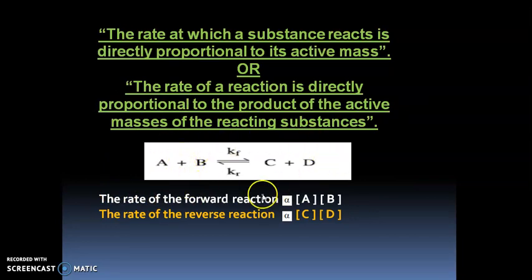Let's consider this reaction again. In this reaction, A and B react together to form C and D in the forward direction, and C and D react together to form A and B in the backward direction. So according to the law of mass action, the rate of forward reaction is directly proportional to the active masses of A and B, because in the forward direction our reacting substances are A and B. Similarly, the rate of reverse or backward reaction is directly proportional to the active masses of C and D, because in the backward reaction our reacting substances are C and D. These two statements express the definition of the law of mass action.